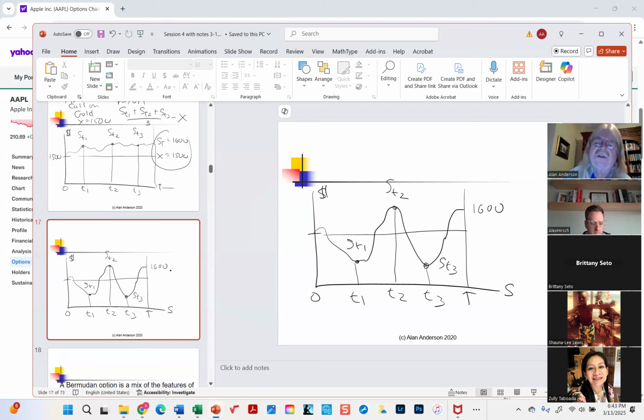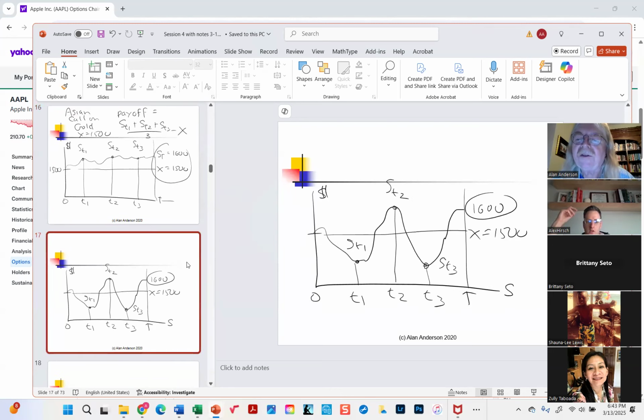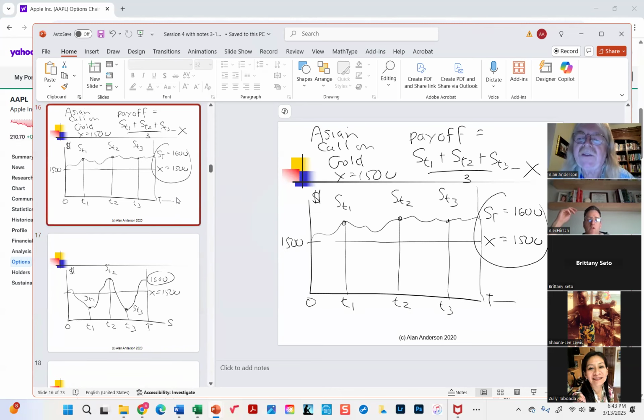So anyway, if you notice, even though we ended up with a final price of 1,600, depending on how far below the line these STs are, we may end up not having a payoff at all. We may end up losing money because it's the average that matters. It's not the final point that matters anymore. It's how you got there.